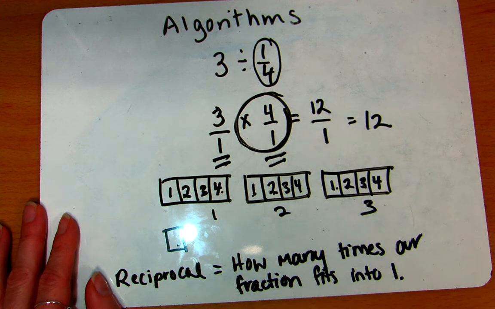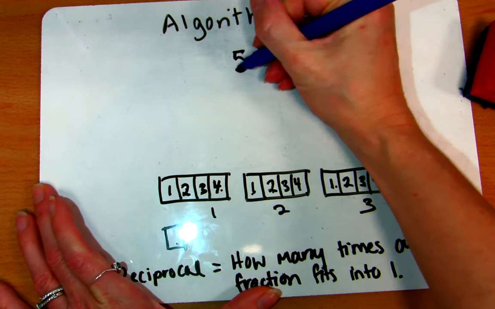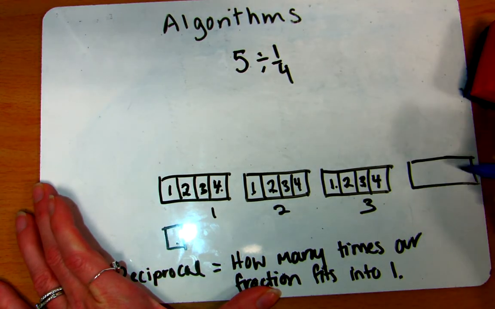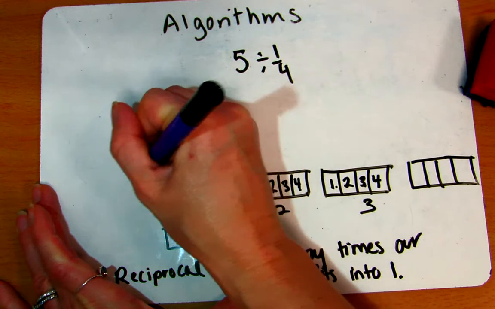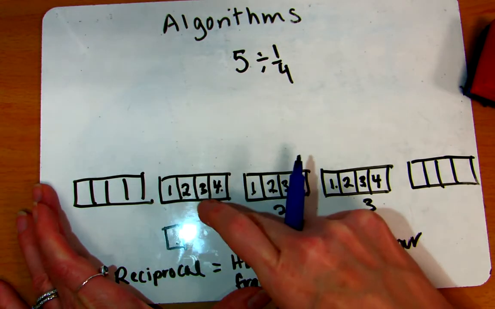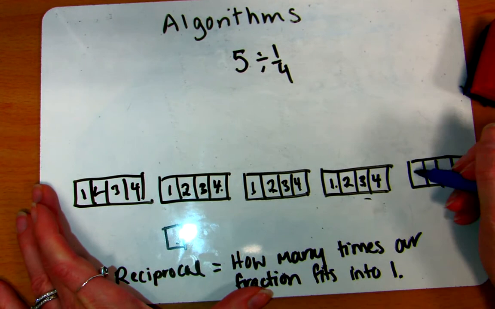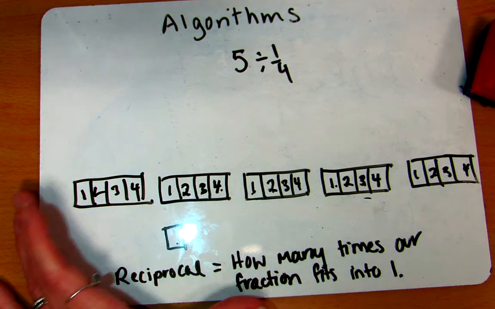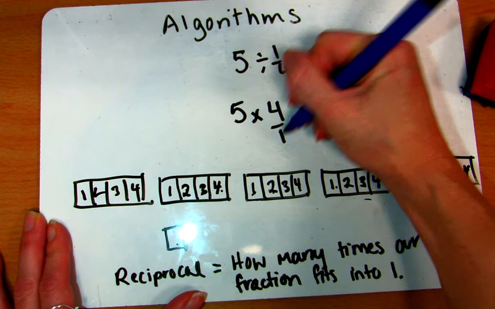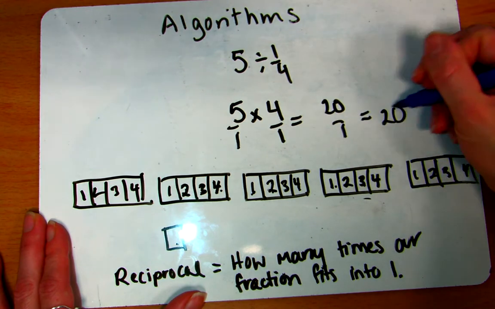So if I change the problem to be 5 divided by 1/4, same thing, I just have to add 2 more holes, right? 1, 2, it's going to fit into this hole 4 times, and this hole 4 times. Now I've got 5 groups of 4, so I can do 5 times 4/1, which is 20/1, or 20.